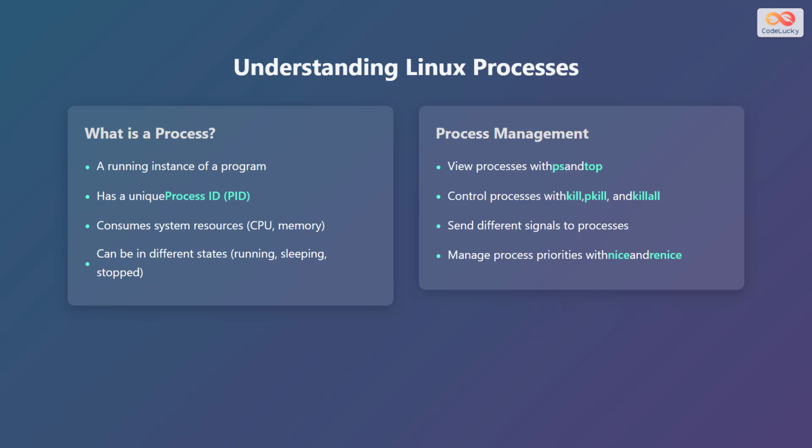Now, let's talk about process management. Process management involves viewing processes using commands like ps and top, controlling processes with commands like kill, pkill, and killall, sending different signals to processes to manage their behavior, and managing process priorities using commands like nice and renice.